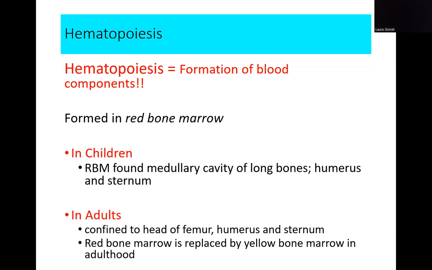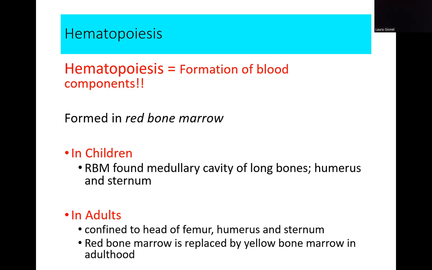Okay, hematopoiesis is blood formation. We said that all blood cells come from red bone marrow. So that is called hematopoiesis, right? Found in red bone marrow. In children, red bone marrow is found in the medullary cavity of long bones, in the humerus, in the sternum, and in the areas where we're going to find it in adults too, at the epiphyses, at the ends of these long bones. In adults, those medullary cavities are going to replace the red bone marrow with yellow bone marrow.